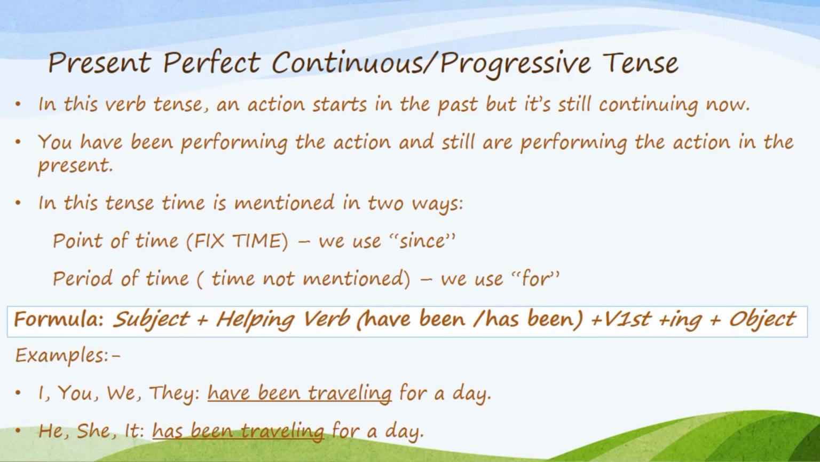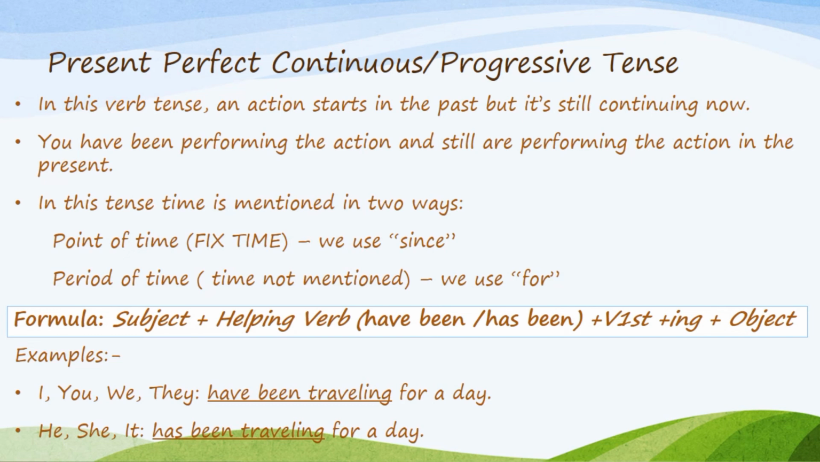We have examples here. I have been traveling for a day. Now here we will be using I, you, we, or they, as I told you before. When we use I, you, we, or they, we will always use have been with the fourth form of verb and an object, right?